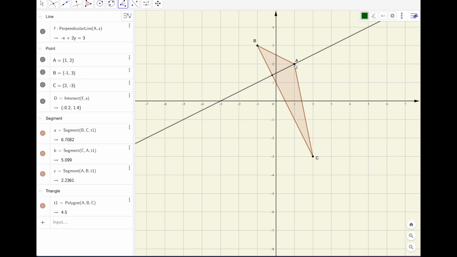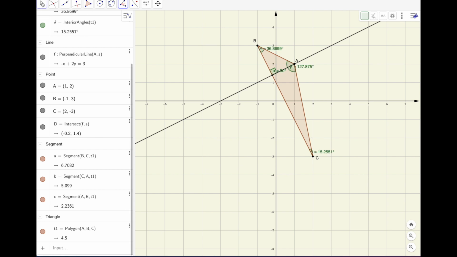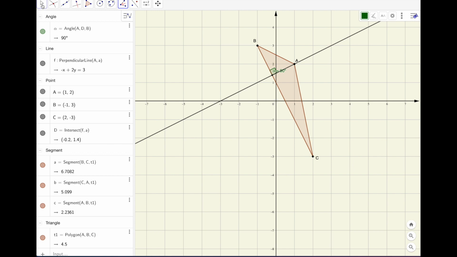So I go from here to here and there. So this angle is 90 degrees as we expected. I don't know what happened. Suddenly it gave all the angles. Okay, so let me just show it in a better place here. So that's one way, and then let us see.